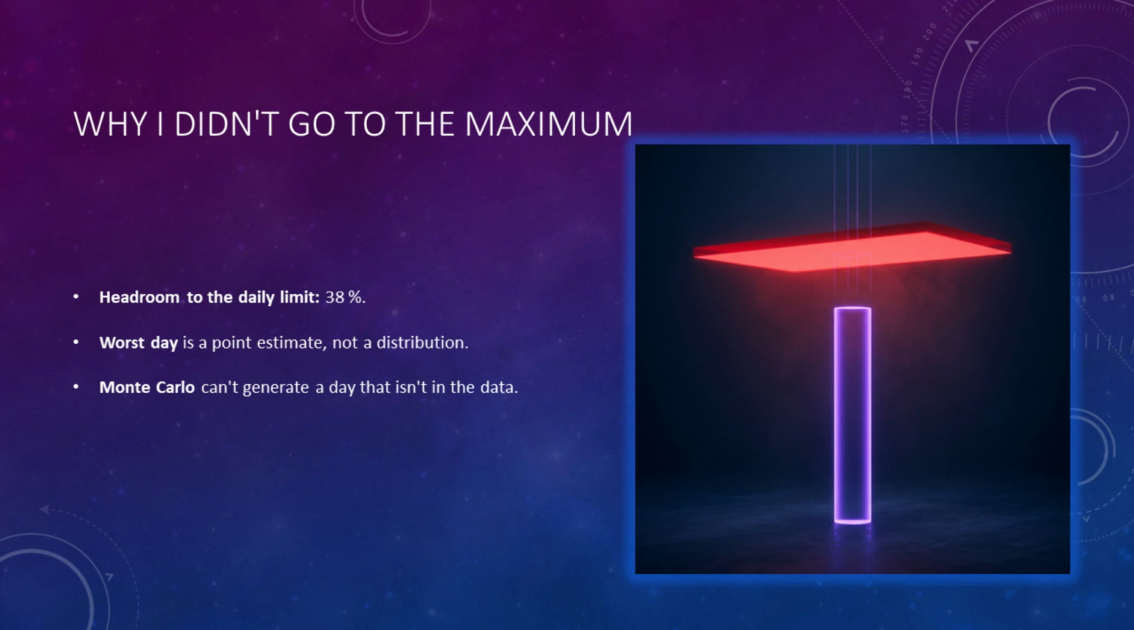The reason isn't timidity. The worst day is a point estimate from one single historical day. It is not a distribution. The next shock doesn't have to be the worst in history. It only has to be 1/10 worse than the one you've already seen. And Monte Carlo won't catch that for you because it bootstraps from the same sample. It cannot generate a day that isn't in the data. That's a limit of the method, not a flaw in it, and it's worth saying out loud.